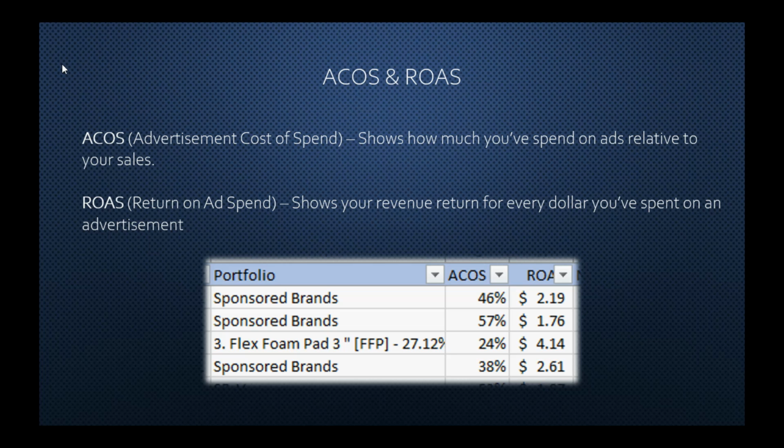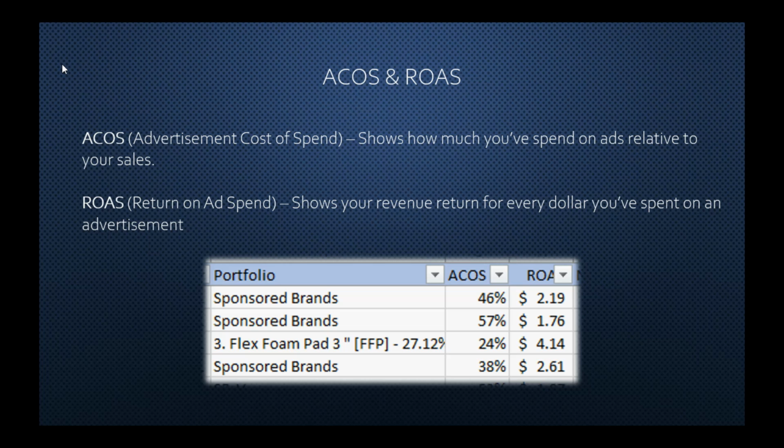it doesn't tell you if your Amazon business as a whole is profitable or not. Because ACOS and ROAS, they don't factor product cost, Amazon fees, and other liabilities. So that's why you need to know your net profit and your break even.